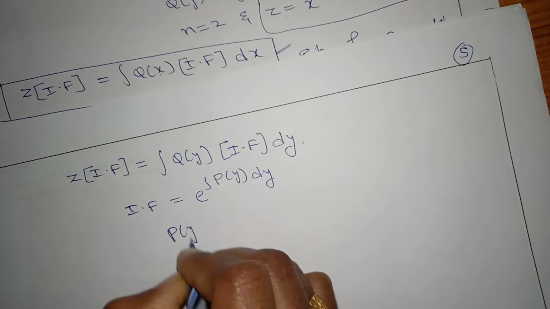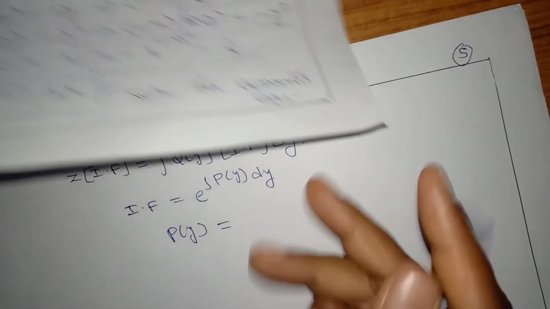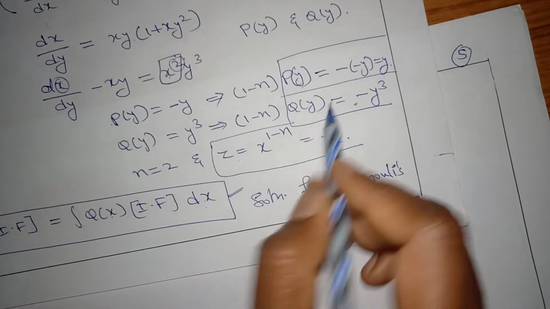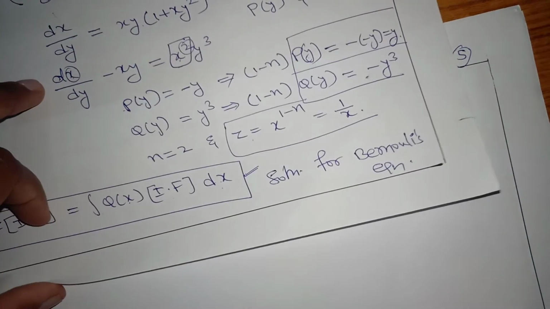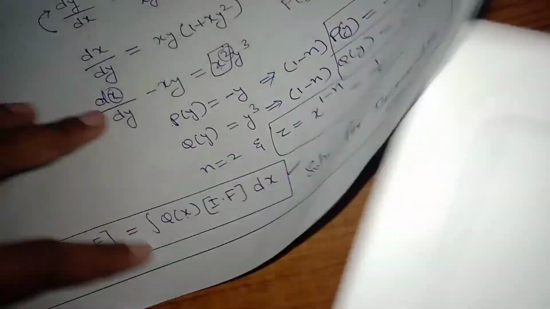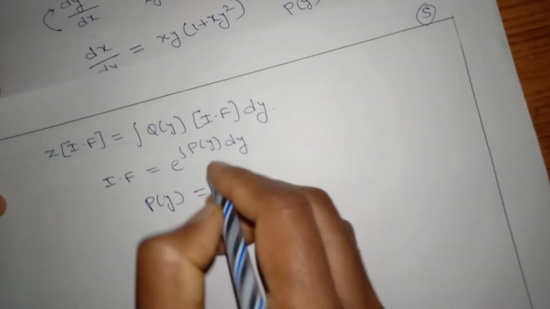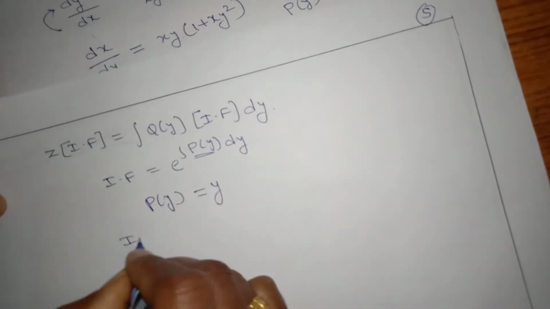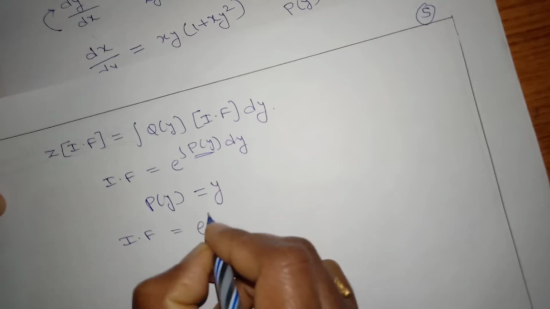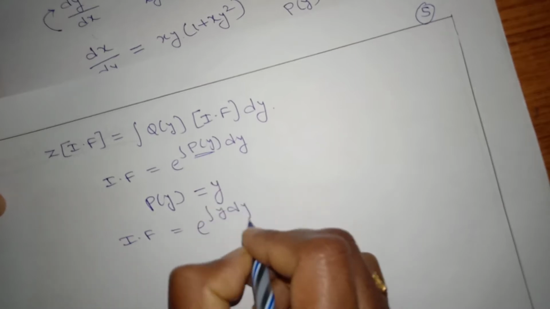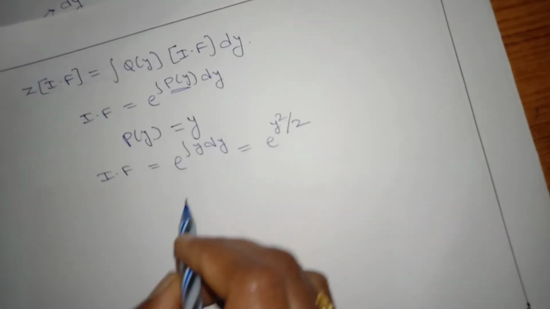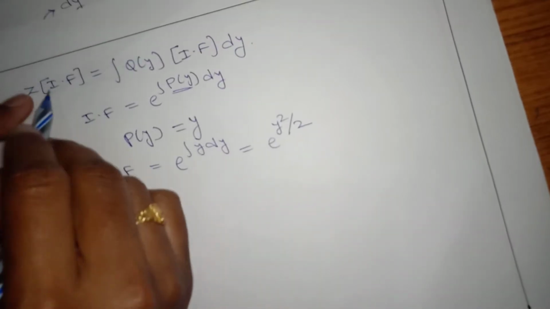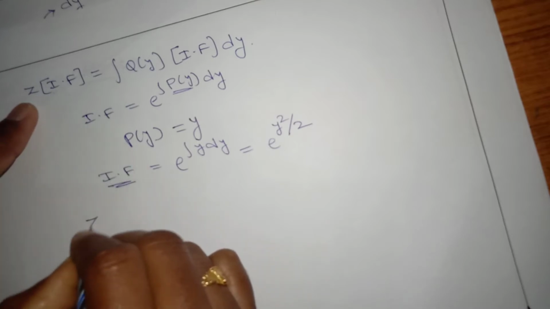Here p of y is, what is p of y here? y, and q of y is minus y cube. Now substitute in this equation. Then integrating factor equals e power integral y dy, which equals e power y square by 2. Now substitute this integrating factor in the general solution.